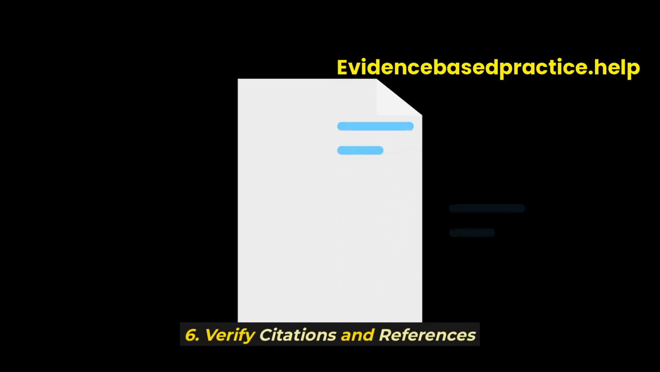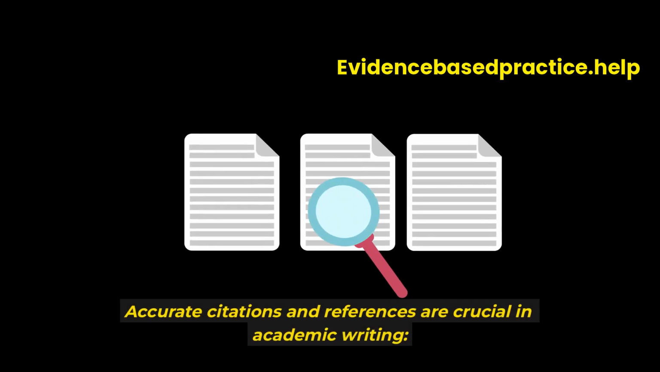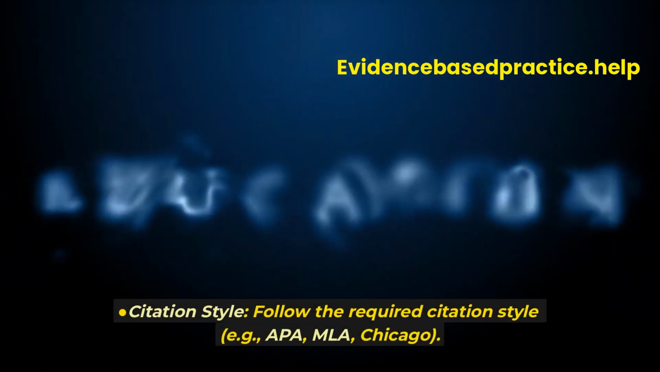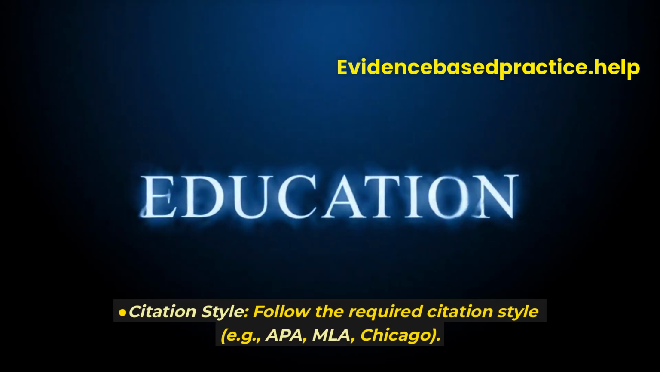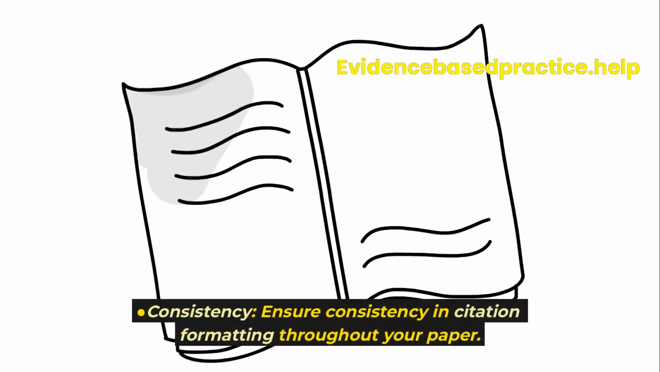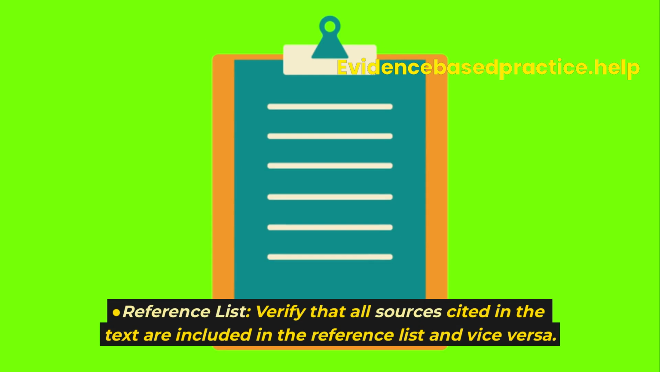6. Verify citations and references. Accurate citations and references are crucial in academic writing. Citation style. Follow the required citation style, e.g. APA, MLA, Chicago. Consistency. Ensure consistency in citation formatting throughout your paper. Reference list. Verify that all sources cited in the text are included in the reference list and vice versa.